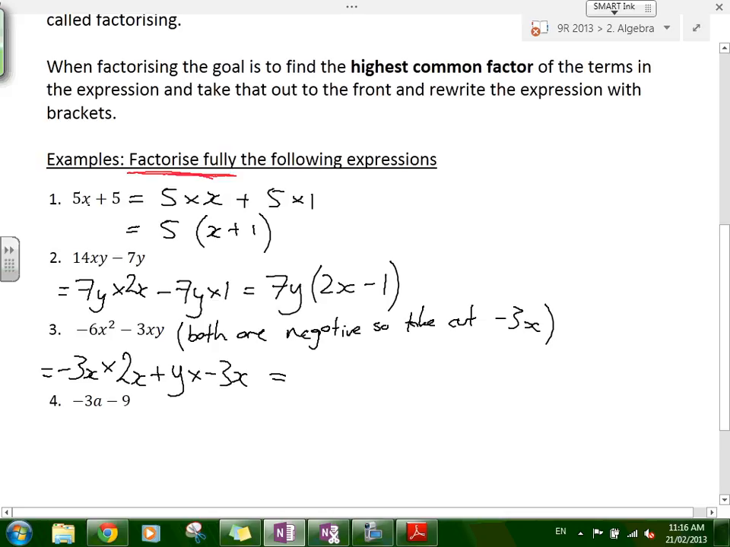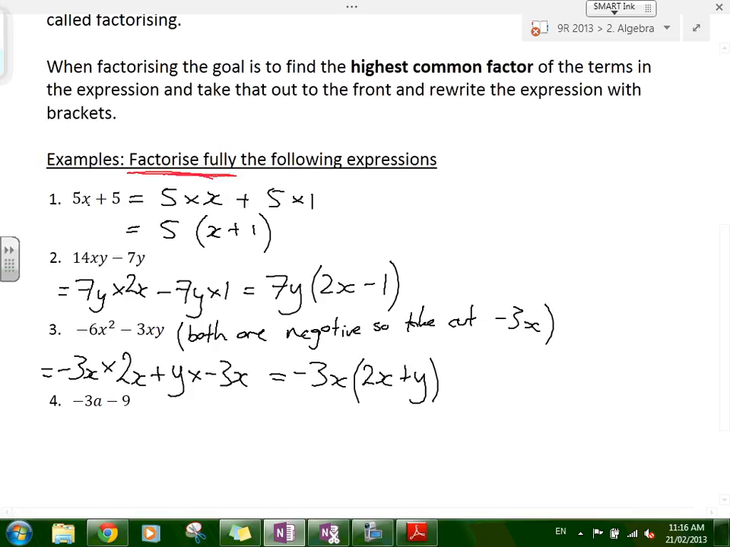Okay? So that when we factorize this, you're going to bring the minus 3x out the front. With the first term, it's 2x plus y. The reason it's plus y is because it has to be positive, because you've got a negative times a positive. So the one left in the brackets is going to be a positive term. Yes?